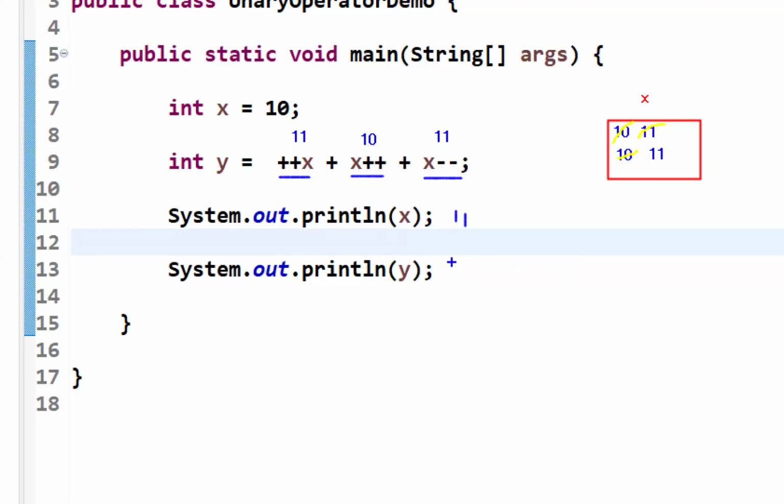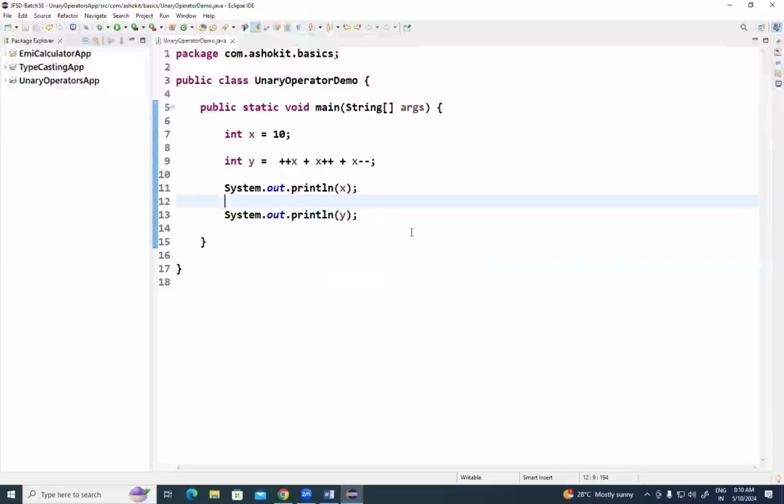Online folks, am I clear so far? This is 32. Am I clear so far? Shall we run this code now? Okay? One minute, folks.